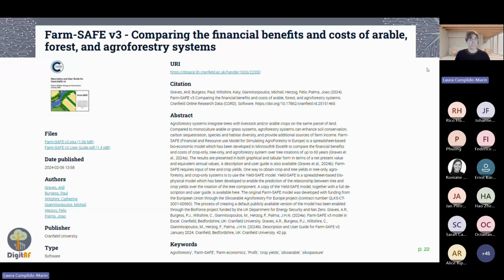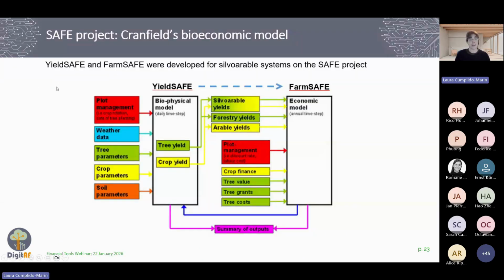And the authors of the tool, among them my colleagues Paul Burgess and Anil Graves, have been working with this tool for more than 20 years now. And it really has become Cranfield's star bioeconomic model because they've been working with this tool for so long. Myself, only a few years, so nothing compared to their experience. But like I said, it's a very versatile tool, and it was developed in combination with another tool.